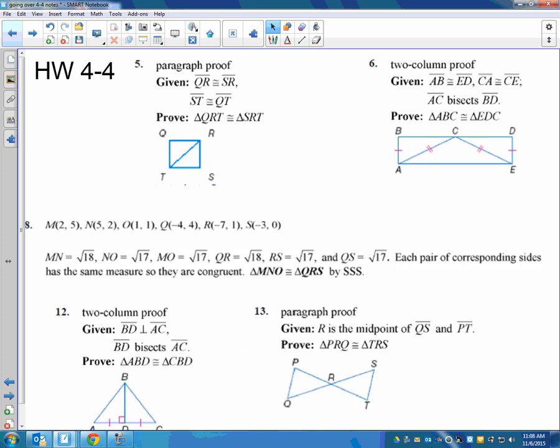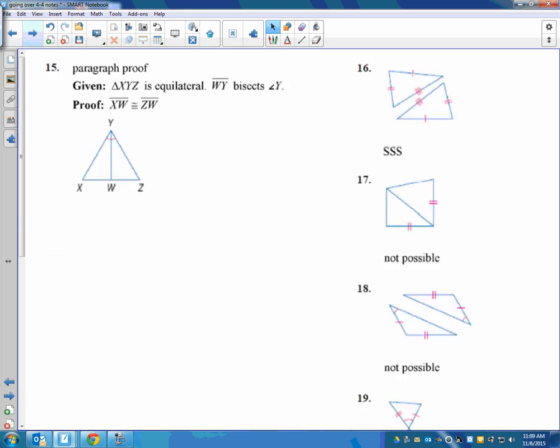So, 5, 6, 12. Chandler, you can help Mackenzie since you did your homework. Because he's your friend. 12. 13. Can you do 13? 15? Sure. Do you want to help someone else? Yeah, you can help us. You can help them. They need help.